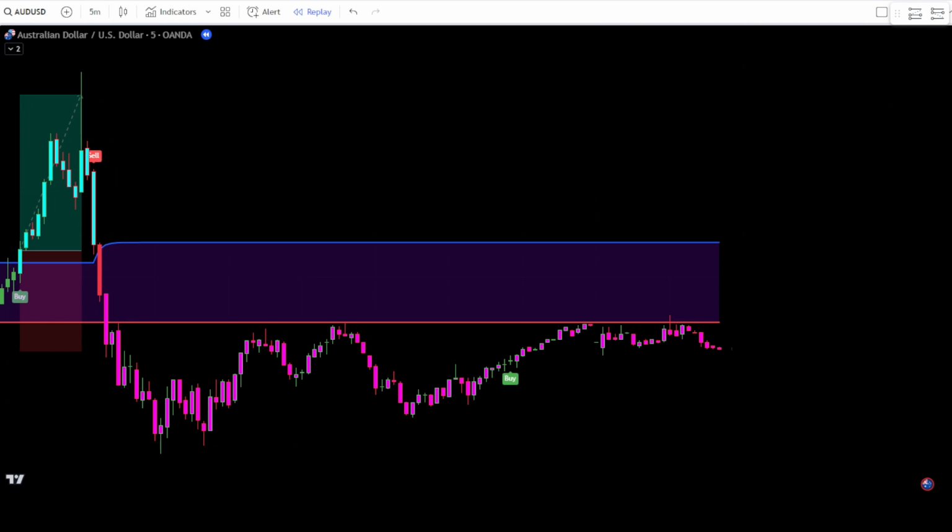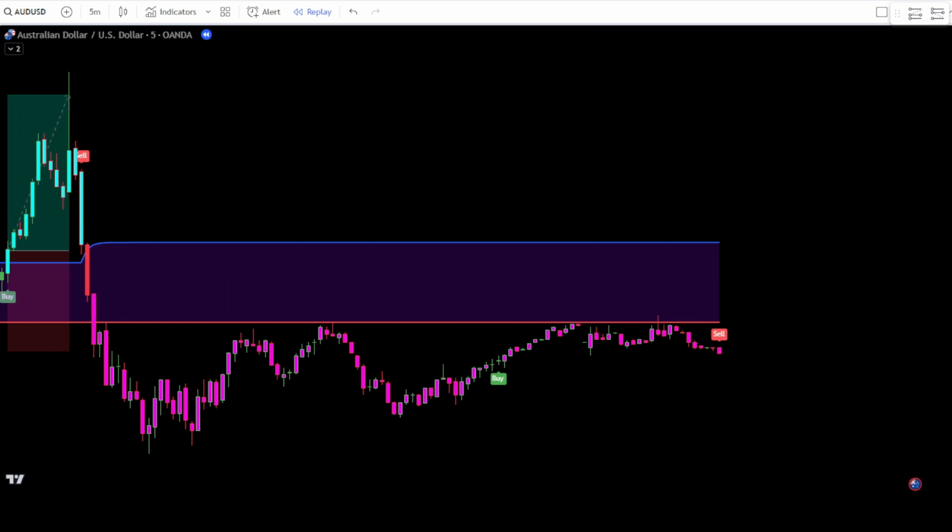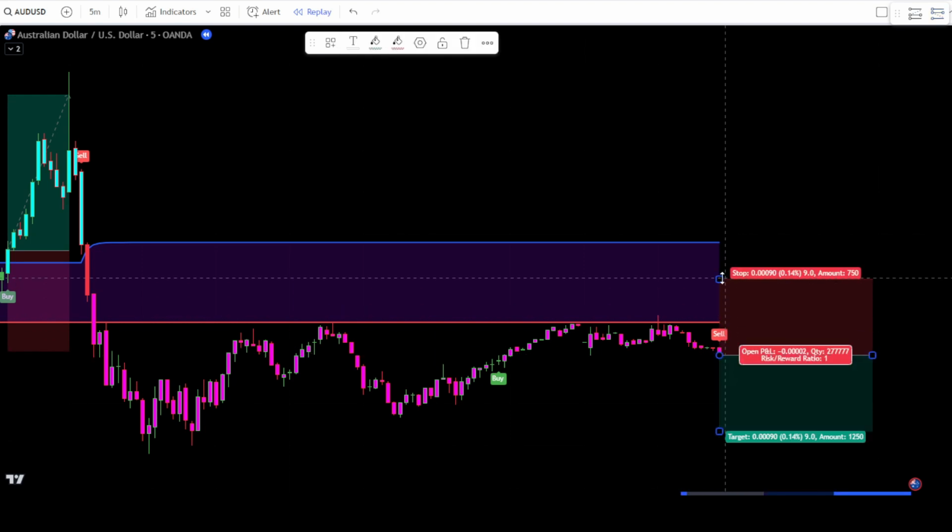How to place a sell order. If the price candlestick is below the high and low optimized trend tracker indicator, it indicates a bearish trend. Wait until the price candlestick retests the area of the high and low optimized trend tracker indicator. After that, wait for a sell signal from the UT bot indicator. If all conditions are met, you can place a sell order after the candlestick closes.